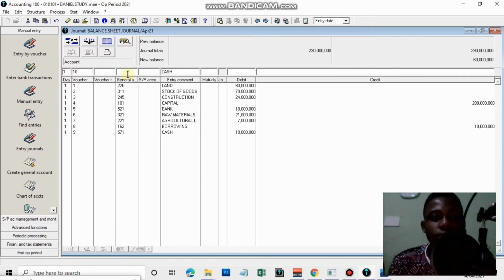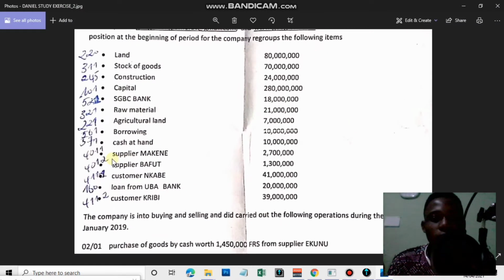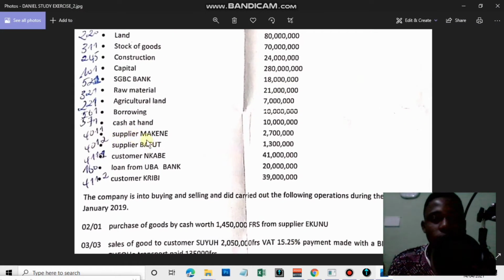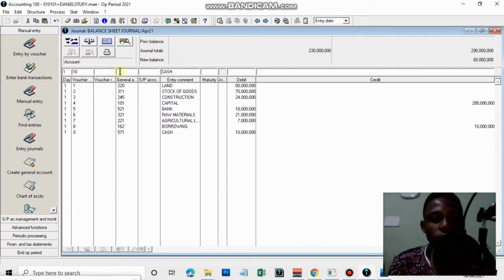Okay, so here I wanted to emphasize this one, because now we're going to look at the suppliers, and some people have some issues with suppliers and customers. Here we have supplier McKinney and supplier Bafut, and also customers McKinney, Kambi and Kribi. So this is how we record the suppliers.